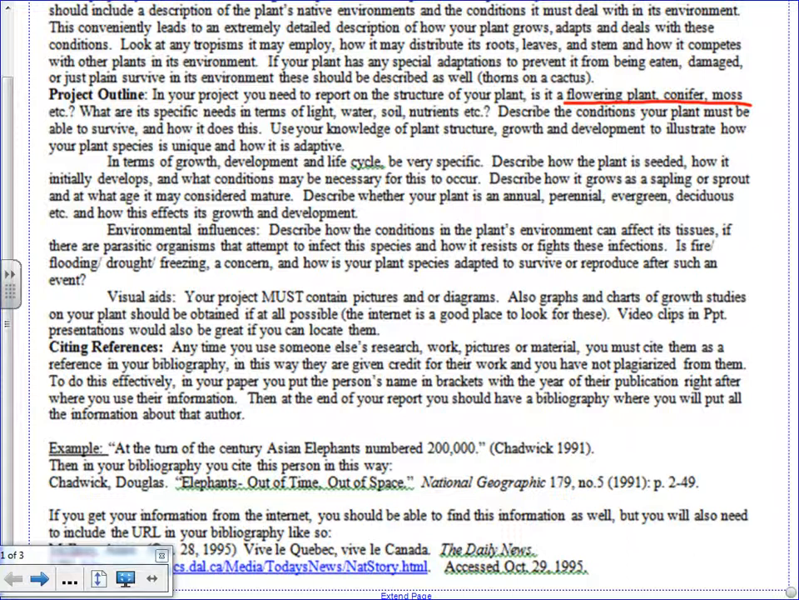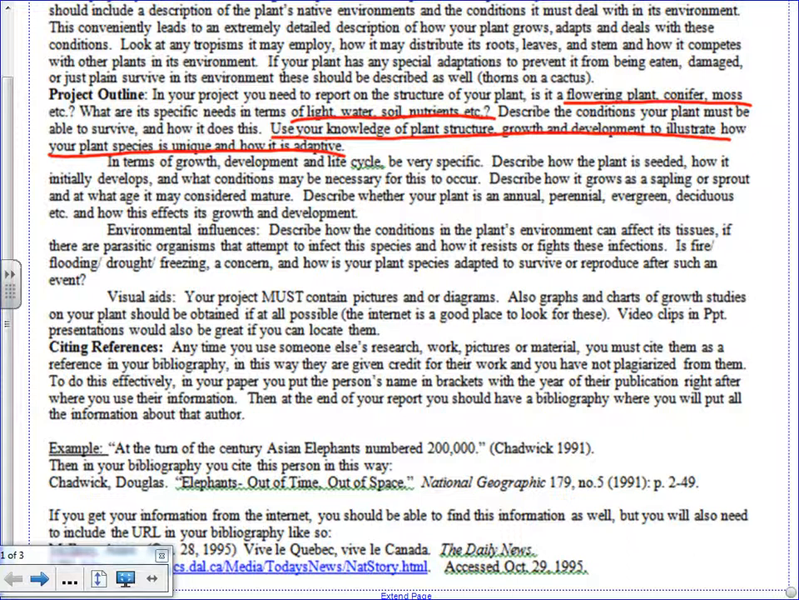What are its specific needs in terms of light, water, soil, and nutrients? Is this a plant that is very nutrient dependent? Okay, if you're looking at something like canola, canola is very, very nutrient dependent, whereas something like a cactus is less so. Describe the conditions your plant must be able to survive. We already talked about this. Okay, use your knowledge of plant structure, growth, and development to illustrate how your plant species is unique and how it is adaptive.